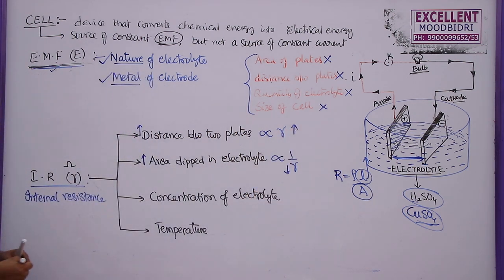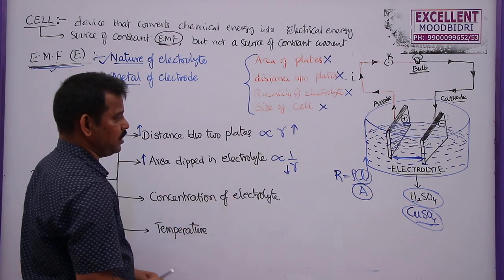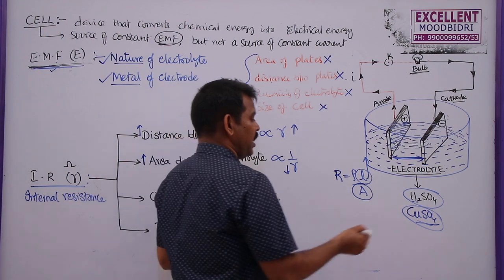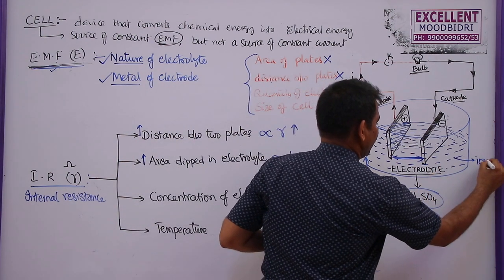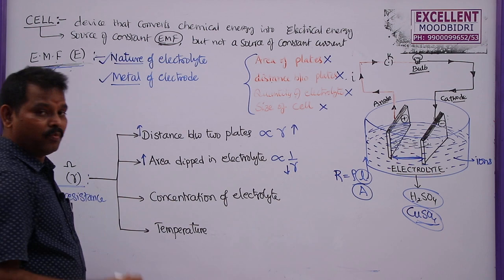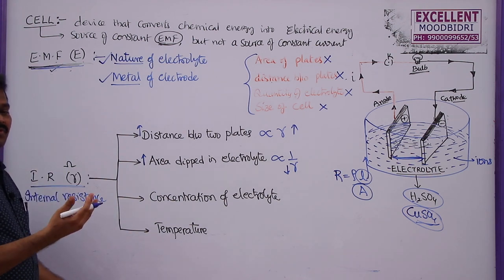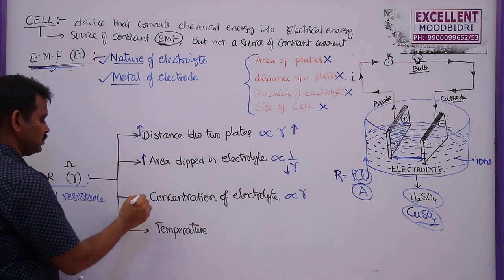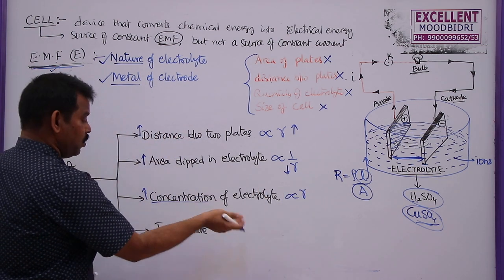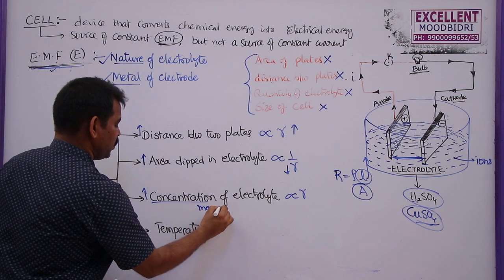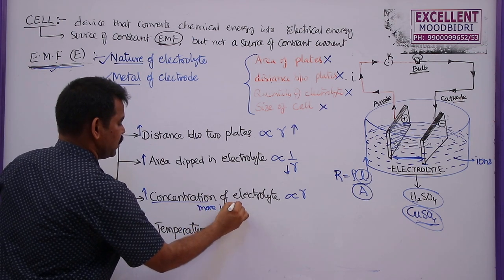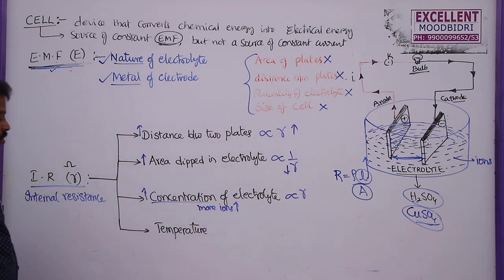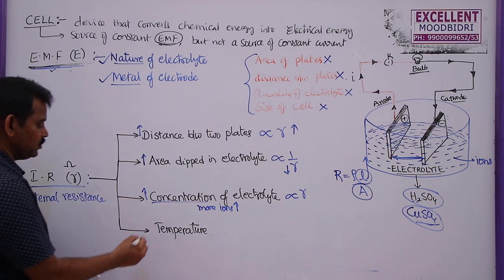And the third one, concentration of the electrolyte. Whenever the concentration of this electrolyte is more, then more ions will be formed here. More ions are available when the concentration increases. More ions means more opposition will take place. That's why the internal resistance also increases. So opposition is called internal resistance, and this also increases.